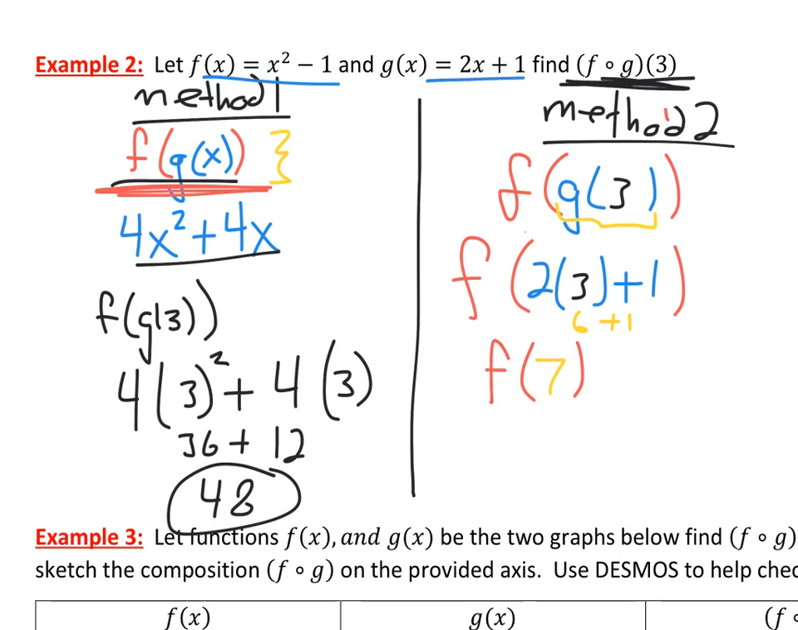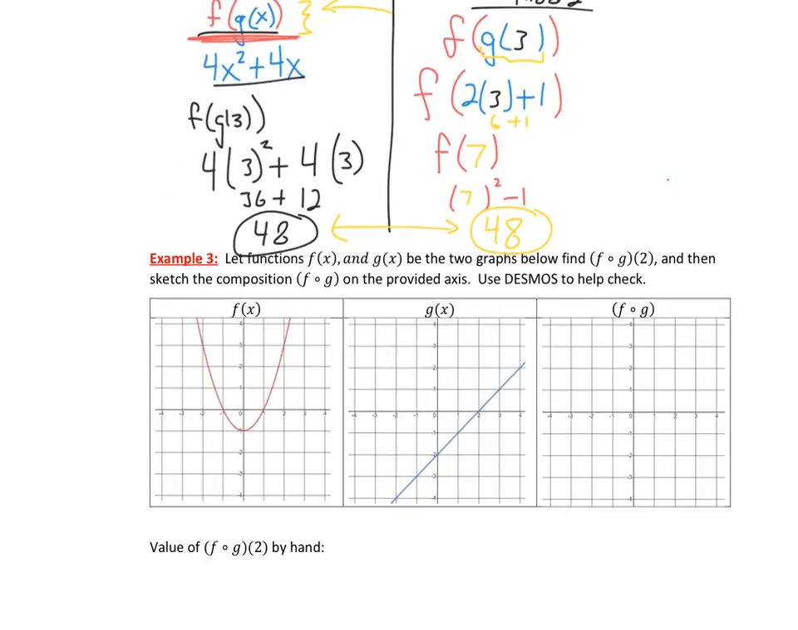In f of 7, if I plug that in, parentheses squared minus 1, plugging 7 in. 7 squared is 49, minus 1 is 48. Either way, you get the same answer. I prefer the second method if I don't already know what f of g of x is. But either way, you still get the same answer. And both methods are about the same amount of work.